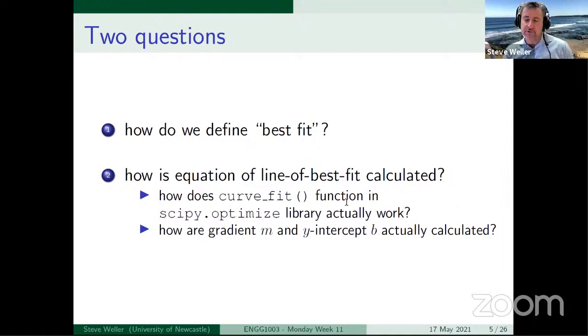And so one of the reasons I'm including this exercise in computing the gradient and intercept, M and B, directly is because there's a lovely way of cross-checking your answers against the curve fit function. It's quite satisfying to be given a description of an algorithm, code it yourself, and check that your answers match an external library function, because then you've got a high degree of confidence that the methodology you're using actually works.